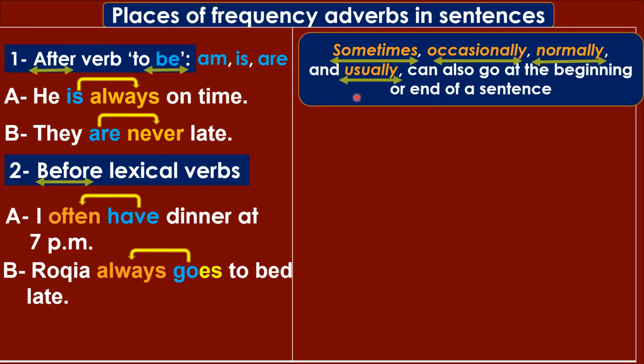Okay. Now let's have a look at certain other frequency adverbs like sometimes, occasionally, normally, and usually. These adverbs, in addition to coming in the middle of the sentence before lexical verbs, they may also come at the beginning or at the end of the sentences.